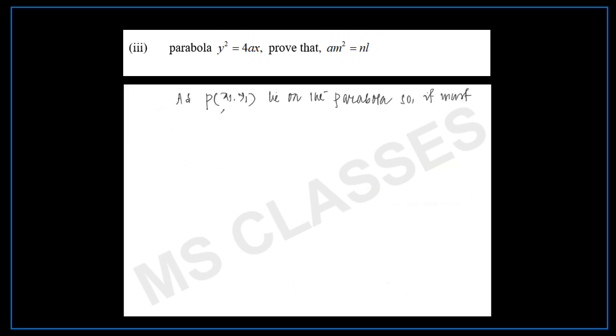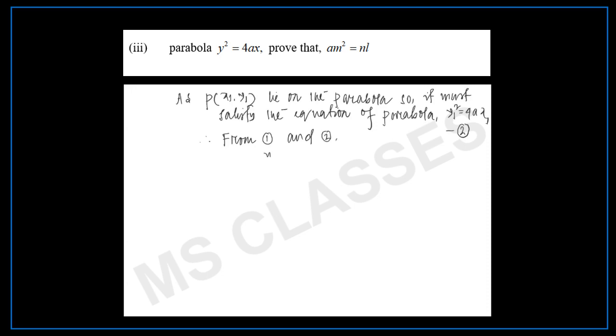It must satisfy the equation of parabola. That means y1 square equal to 4ax1. This is equation 2. Therefore, from 1 and 2 we can write y1 equal to 2a into x plus x1. That is the equation of the tangent which we have got.